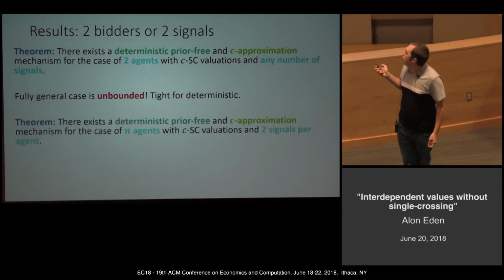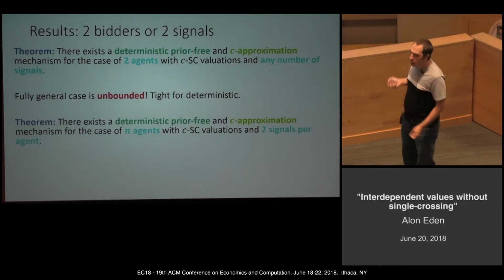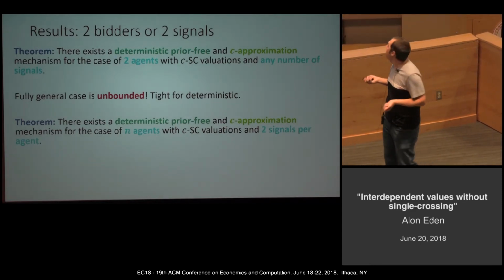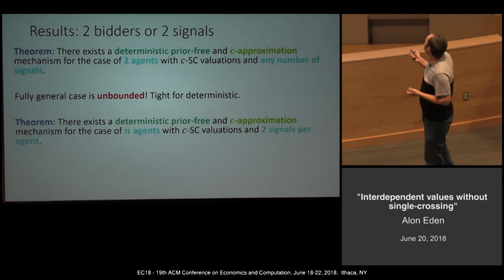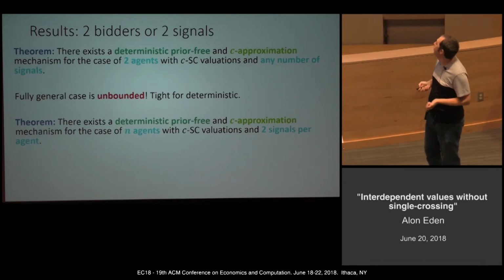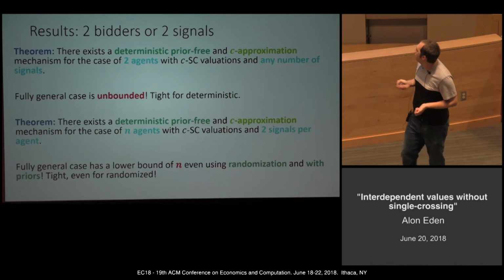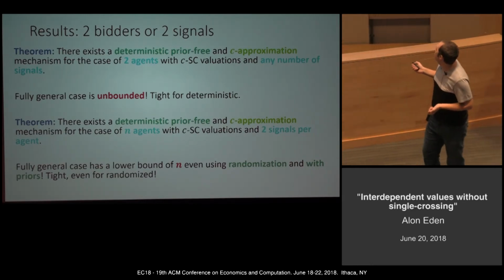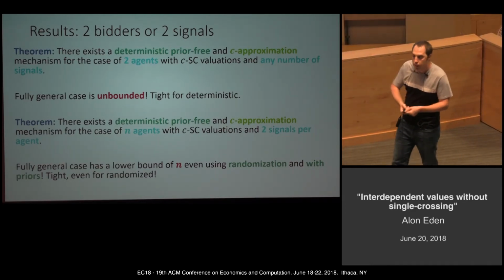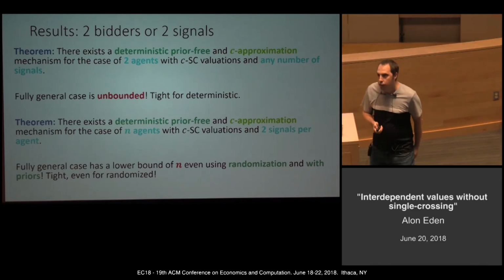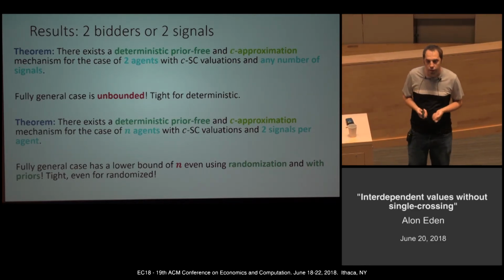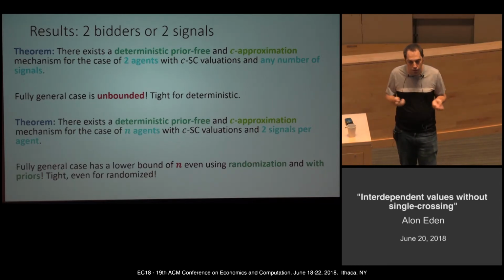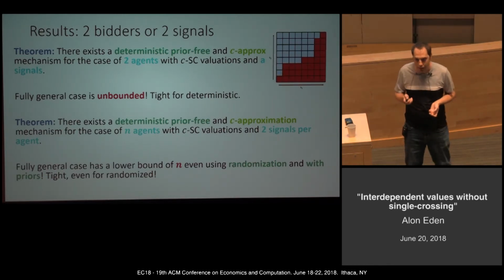How about the case of any number of bidders, but each bidder has 2 signals? For this case, we can also get a deterministic prior free mechanism that gets this C approximation. And before that, we had an n lower bound, even using randomization and even with priors. Okay, so this is a major improvement. We got C in both. And you might think we can always get C, but okay.